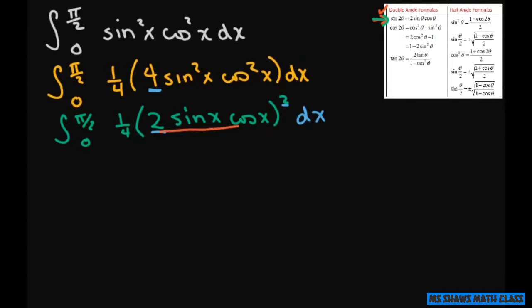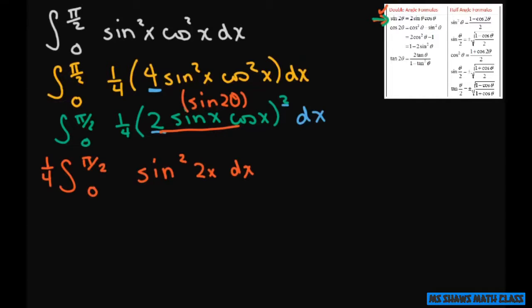Next, let's write this out. I'm going to go ahead and put the 1/4 in front here, get it out of the way. And this is going to be 1/4 integral from 0 to pi over 2 of sine squared 2x dx, because this right here is sine 2 theta, and then you just square it. Okay, now we're going to use our half angle identities.